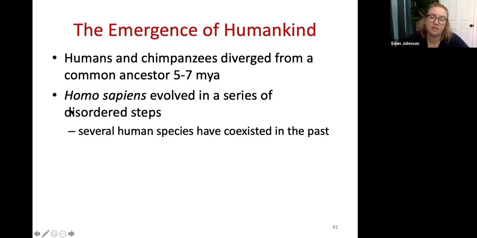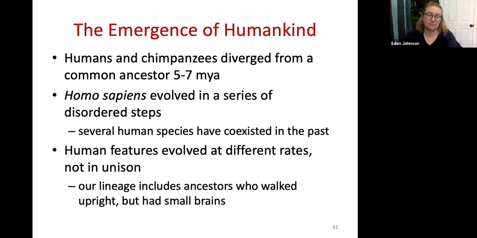What this means, disordered steps, is that there were many human species throughout the course of 200,000 years. There have been many species of humans. And it's these disordered steps because a lot of those human species existed at the same time in the past. So present day, we are the only species. Homo sapien is the only species of humans, but that didn't always used to be the case.